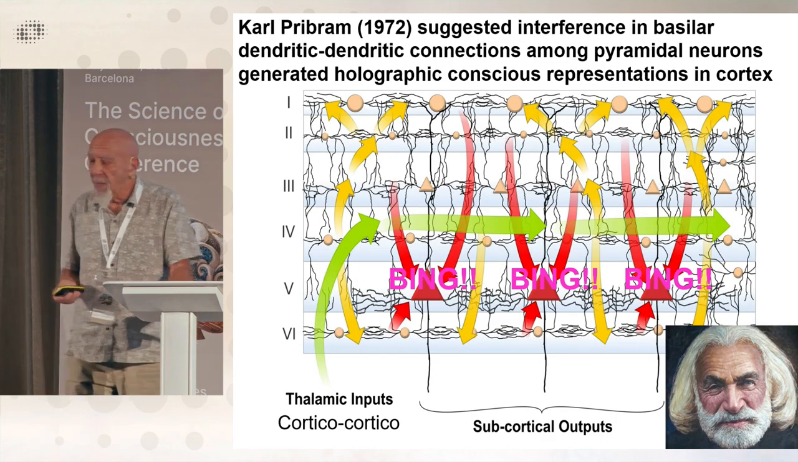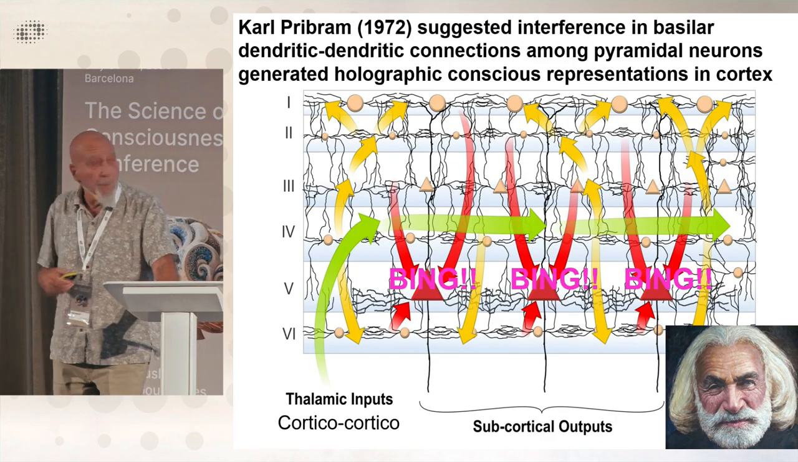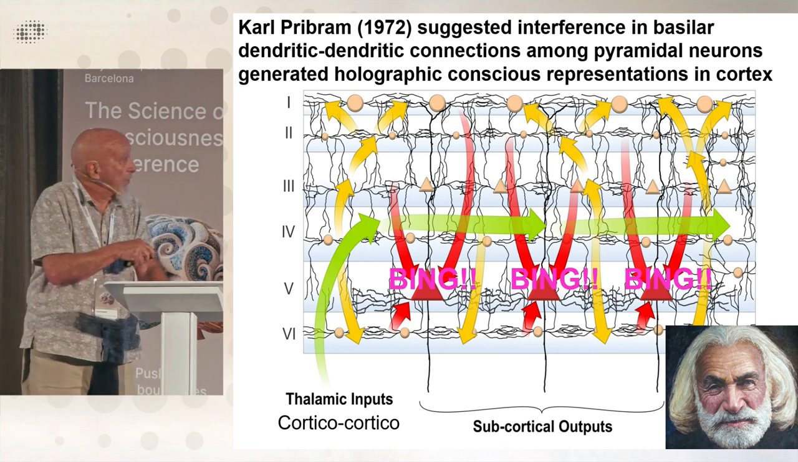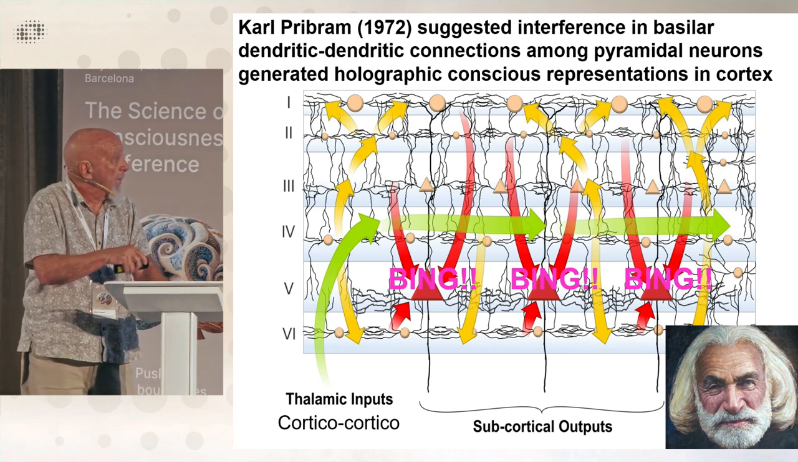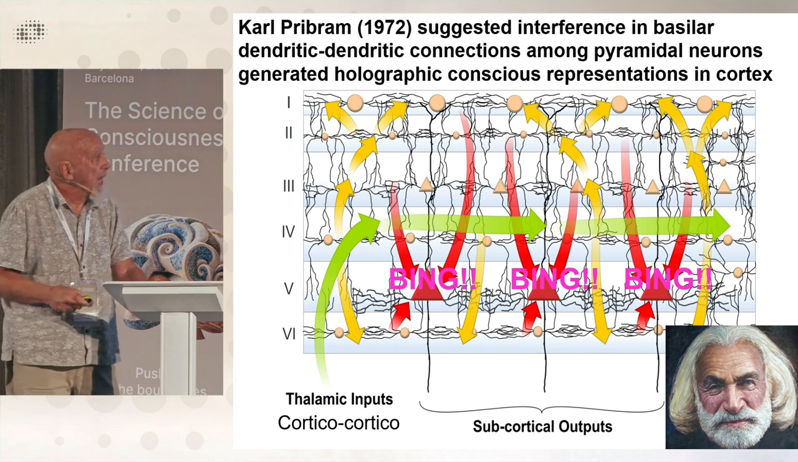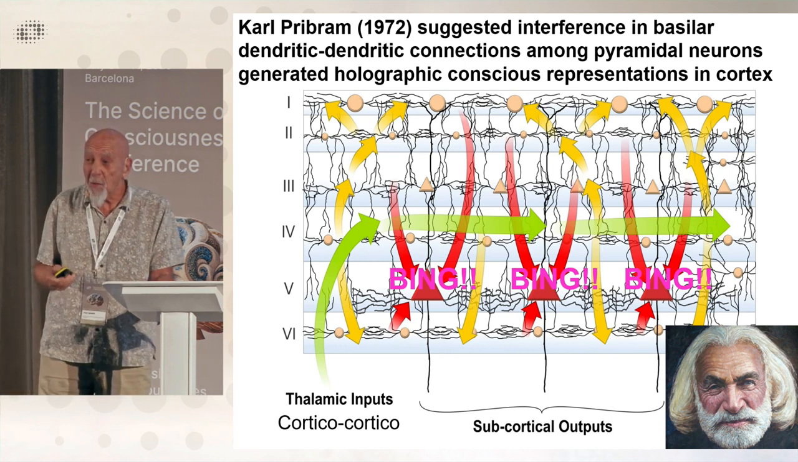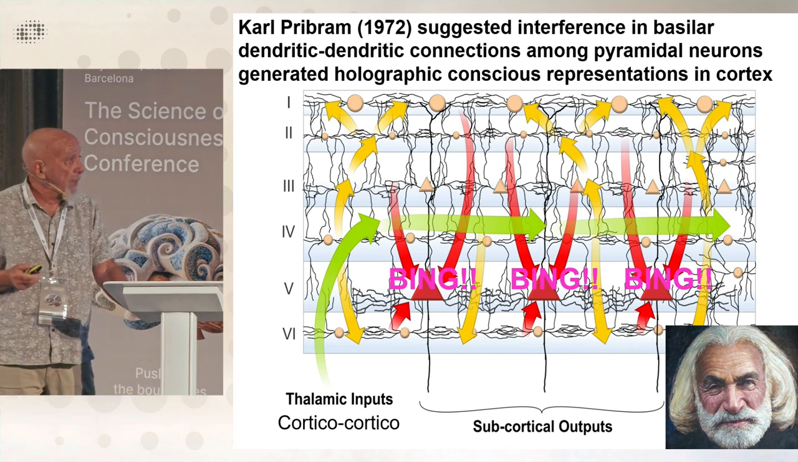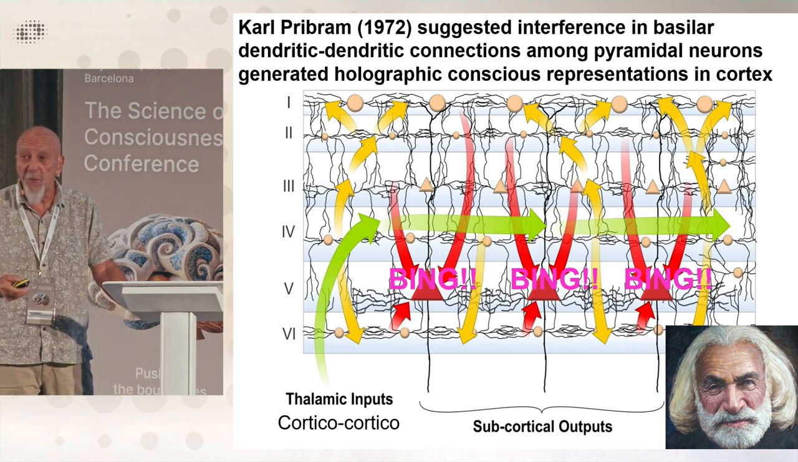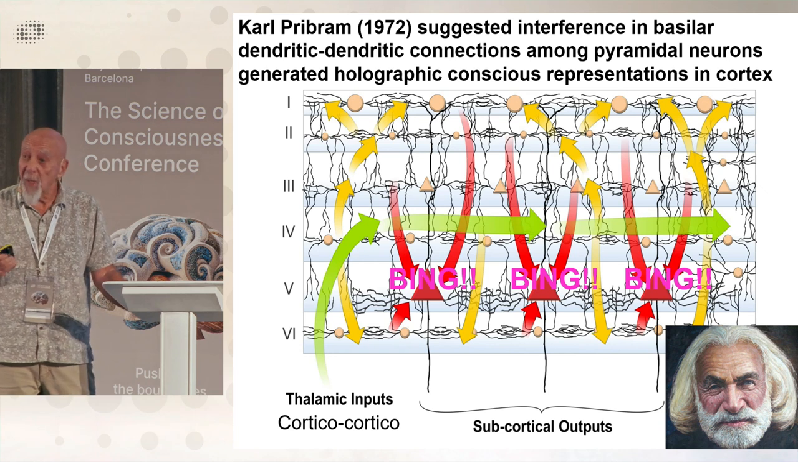And in fact, the pyramidal layer with its basilar dendrite forming this network was cited by Karl Pribram in the 70s as giving rise to a hologram that was conscious. This was the holographic theory of consciousness, and I thought that was a beautiful idea.